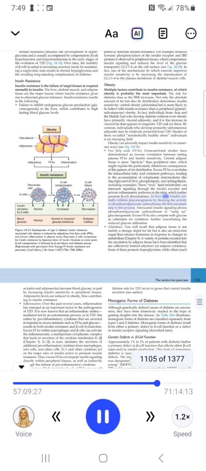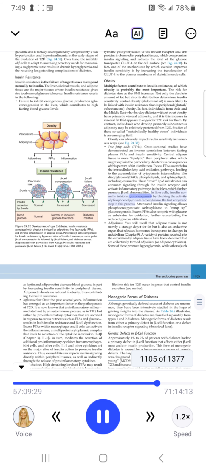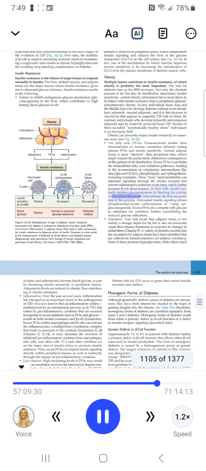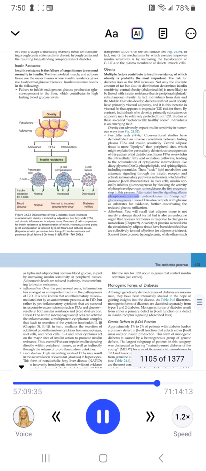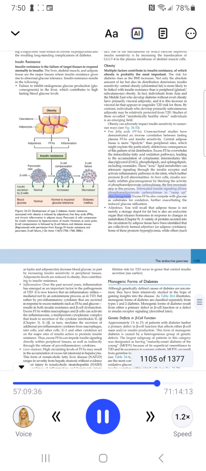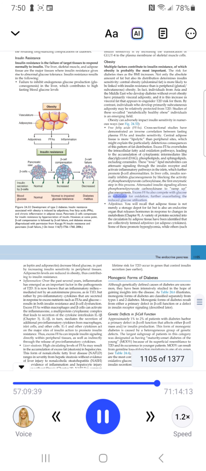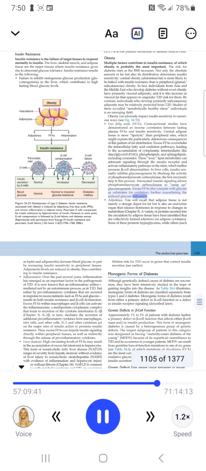In liver cells, insulin normally inhibits gluconeogenesis by blocking the activity of phosphoenolpyruvate carboxykinase, the first enzymatic step in this process. Attenuated insulin signaling allows phosphoenolpyruvate carboxykinase to ramp up gluconeogenesis. Excess FFAs also compete with glucose as substrates for oxidation, further exacerbating the reduced glucose utilization.